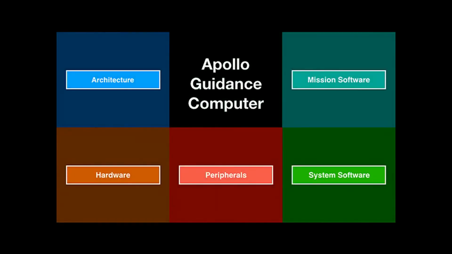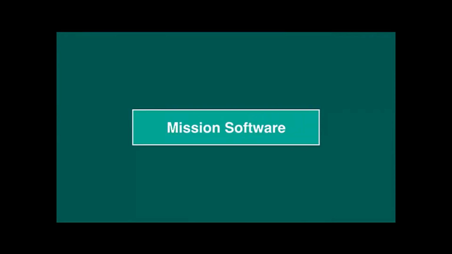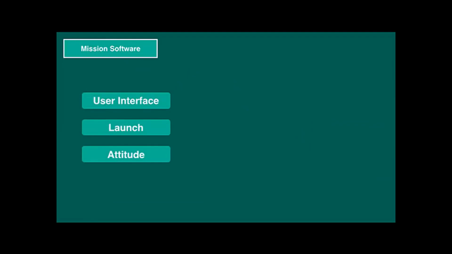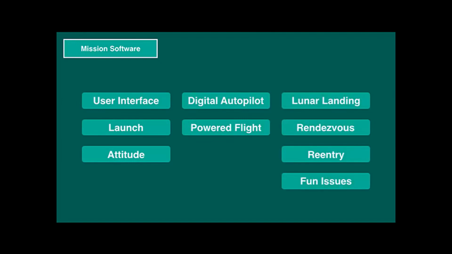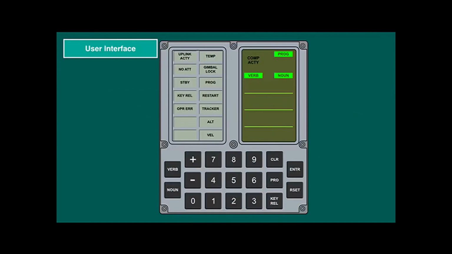As we now have a good overview on architecture, hardware, peripherals, and system software of the Apollo guidance computer, it's time we brief you on its practical use on a mission to the moon. We will look at the user interface, the launch sequence, and once in orbit, the attitude and orbit determination. Further, we will understand how the digital autopilot works and how powered flight is being performed. As soon as we've reached the moon, we look at the lunar landing and the lunar rendezvous after liftoff, and finally, re-entry into Earth's atmosphere. Last but not least, contingencies, or as we like to call them, fun issues. Let's start with the user interface.